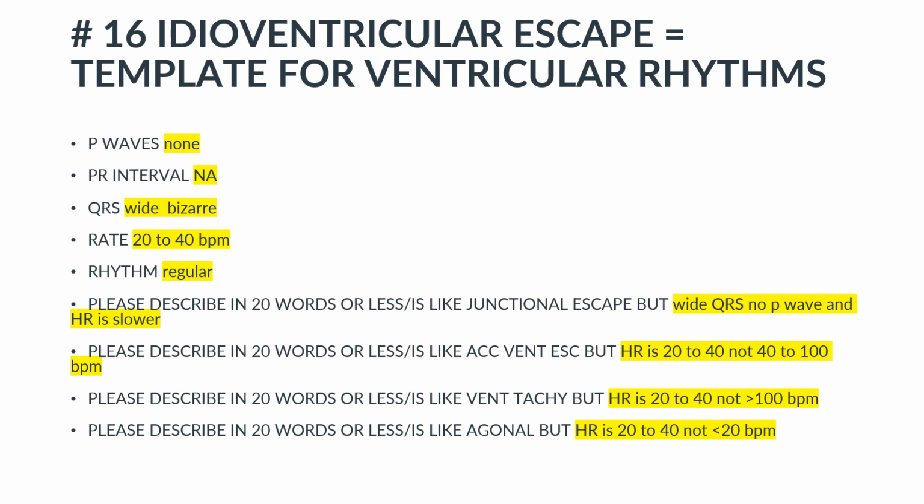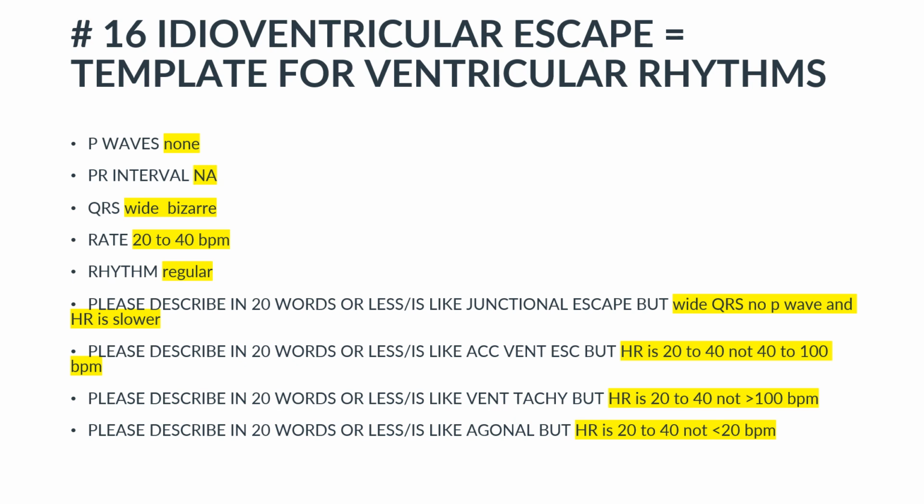Okay, so why is this not junctional escape? The heart rate's going to be slower. Junctional escape is going to be 40 to 60, but this idioventricular escape is 20 to 40. So pretty clear right there. The other thing is with the idioventricular escape, you're going to have a wide, bizarre looking QRS, no P waves.